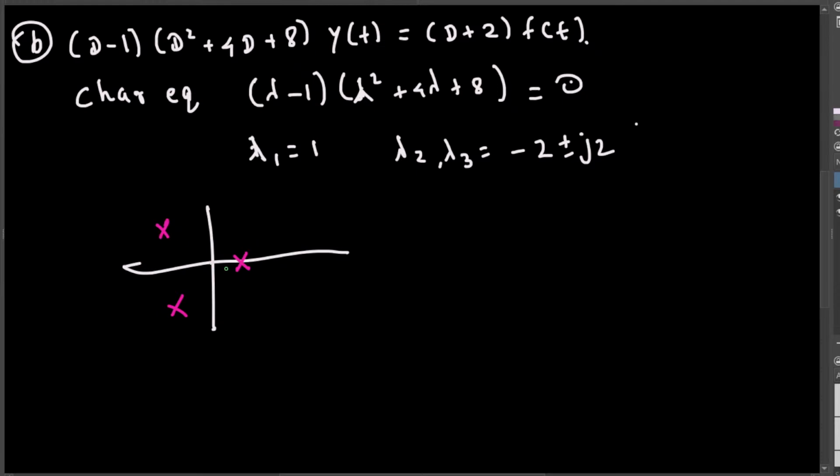So you can see, if unstable, that's the priority: unstable is given priority first over anything else. And if you don't have an unstable and you have marginally stable and stable, the marginally stable will be given priority. And if you don't have unstable and you don't have marginally stable, then only that is a stable system. So here we have roots in the right half plane. Therefore, this is unstable.